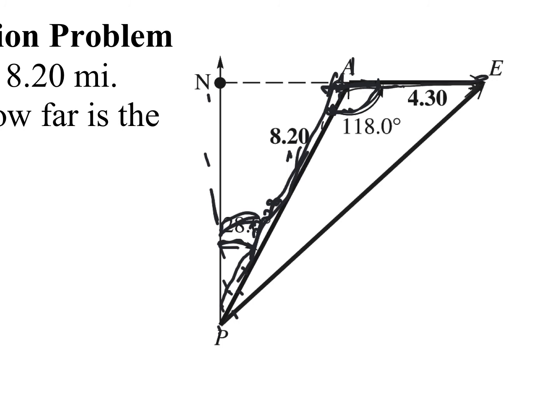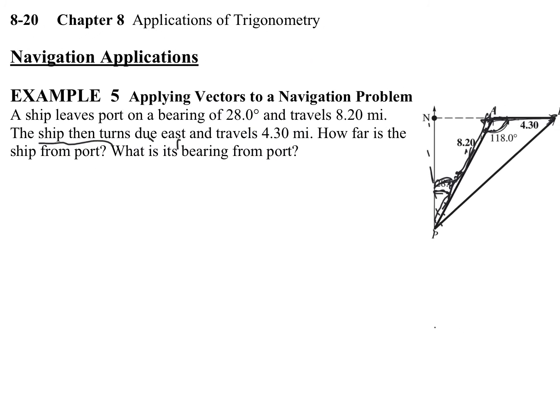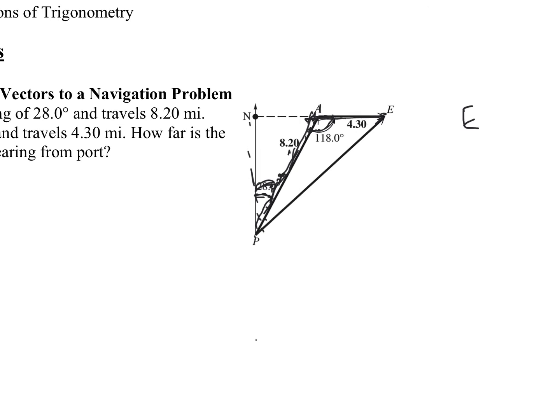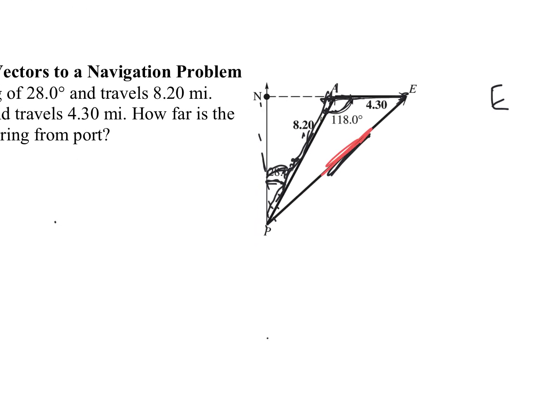How far is the ship from the port? What is its new bearing? So you're looking for the resultant vector, this one right here. That'll be the easiest to find first. Let's find that first. I think that would probably be the easiest way to go.